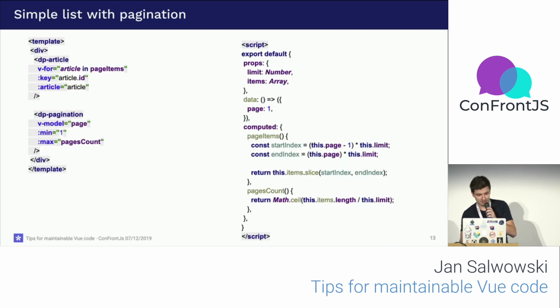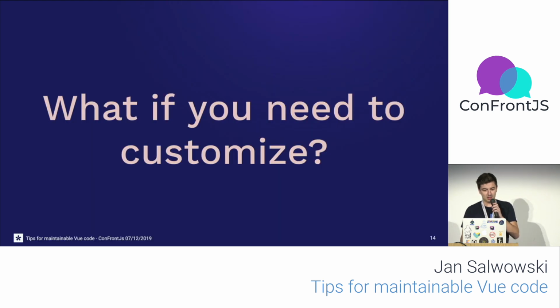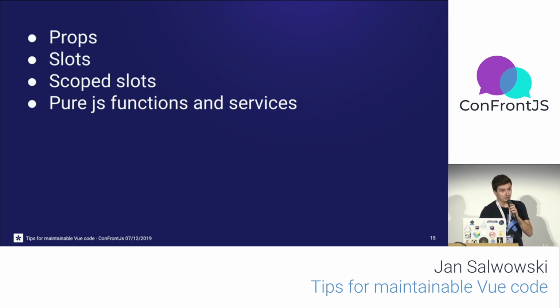So fancy, right? So we have a simple component, some list of articles. We have like 100. We want to just get 10, and we want to show these fancy links in the bottom. But what if we need to customize? Yeah, that's product owners and their needs. First of all, we can just use props. That's easy, but it's not that flexible.